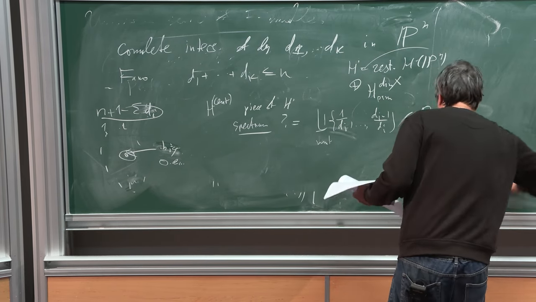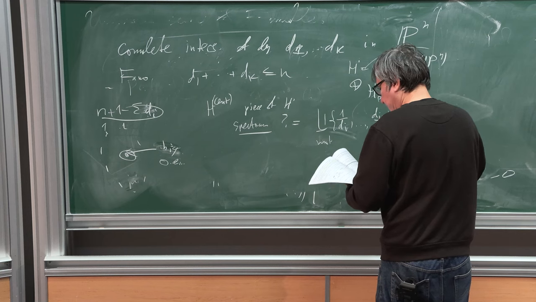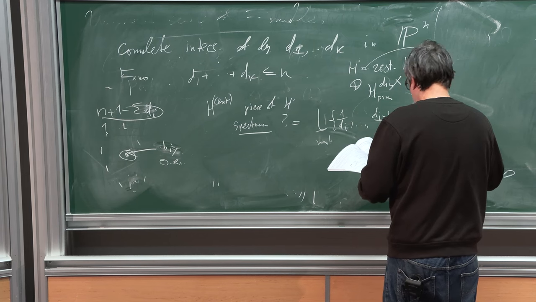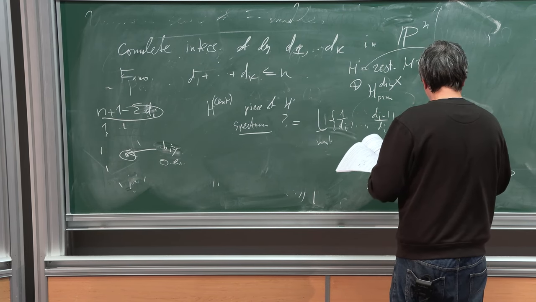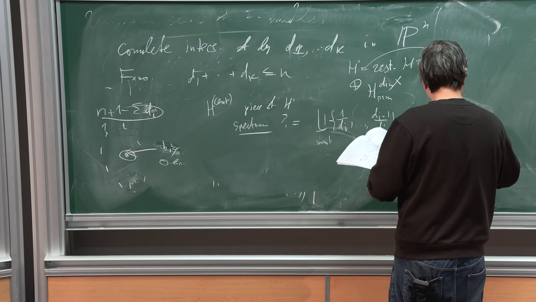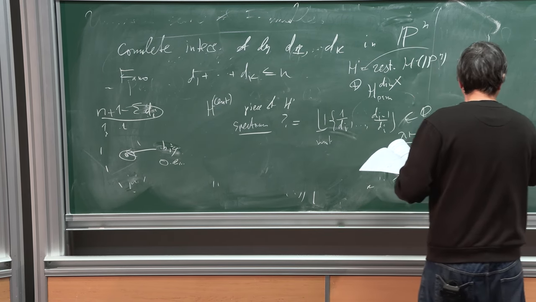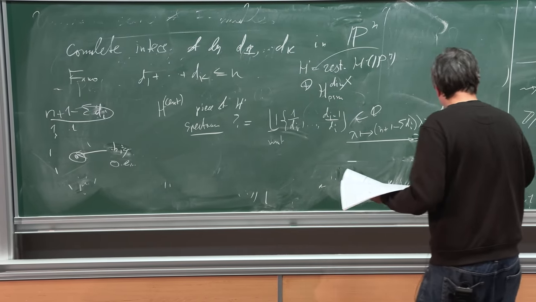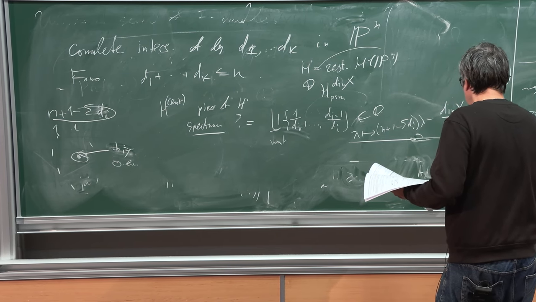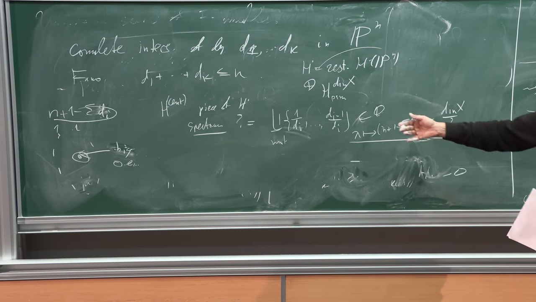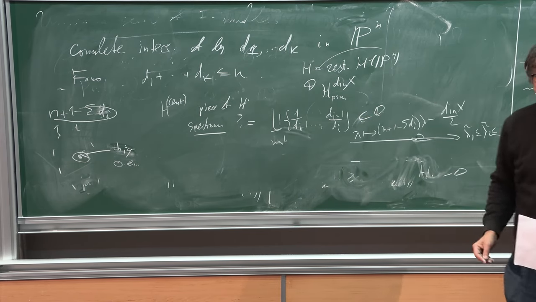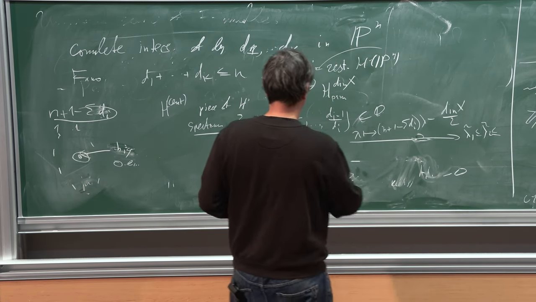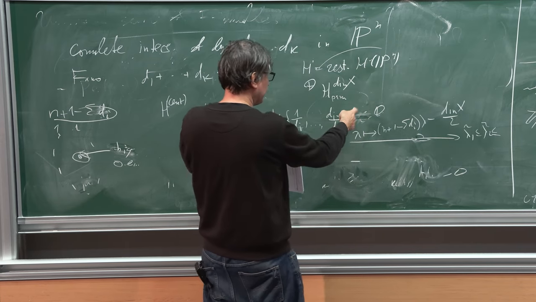Now I apply the following transformation: lambda goes to (n + 1 minus sum over di) times lambda, minus dimension of X over 2. You get some other numbers, also called lambda. And you order them. When you order, you see really funny things. It's all rational numbers.